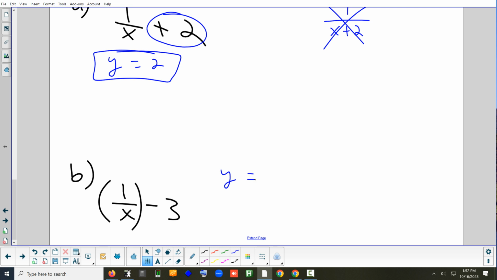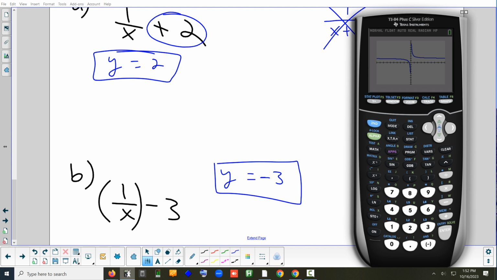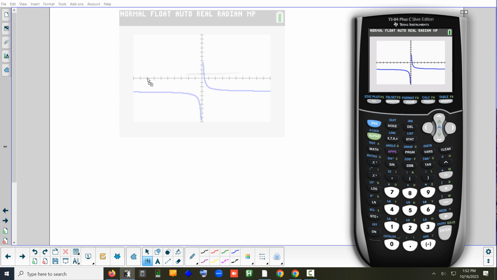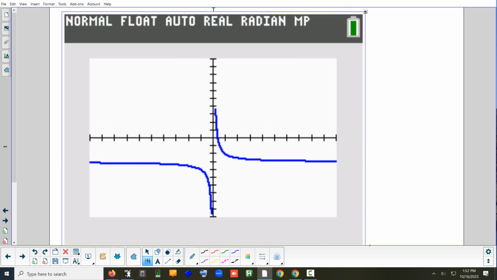What do you think the horizontal asymptote would be for this one? -3. Yeah, it's y equals -3. I'll graph it so you can see it. That -3 takes the graph and shifts it down 3. That's what it does.